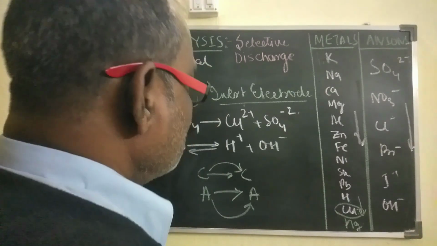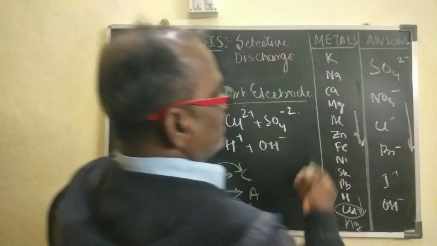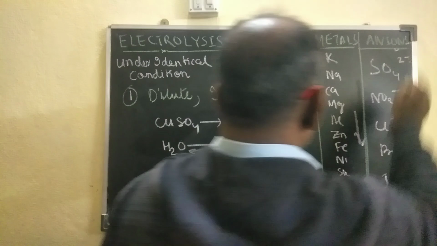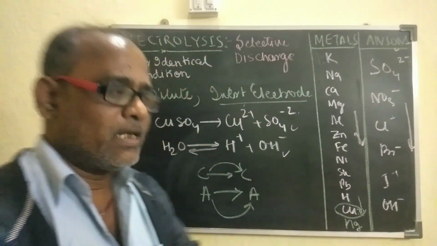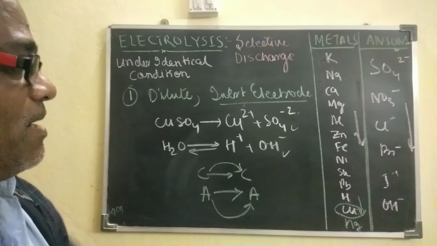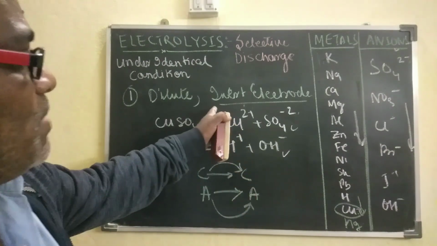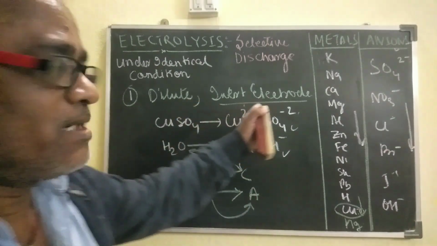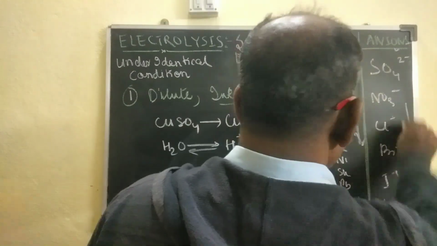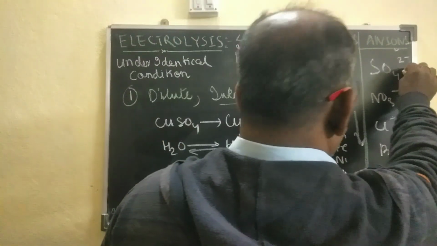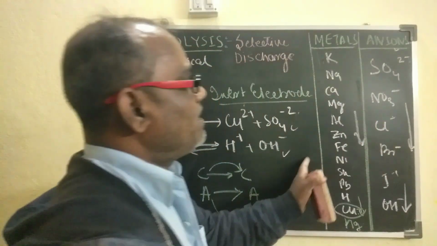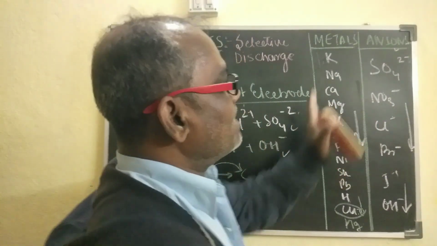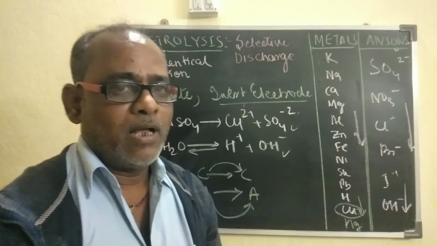Now the question comes: which one will migrate towards the anode? Here sulfate and OH both will migrate towards the anode. But since it has been used as dilute with an inert electrode, and sulfate is much higher up the series than OH, OH will migrate and get discharged over the anode.